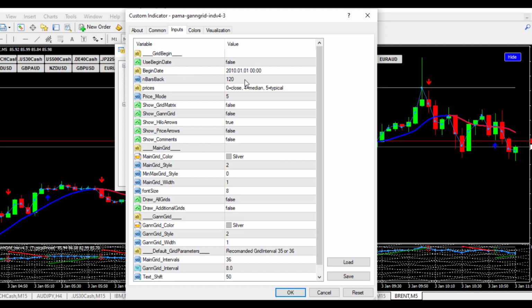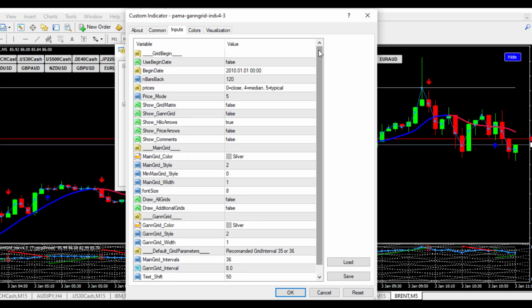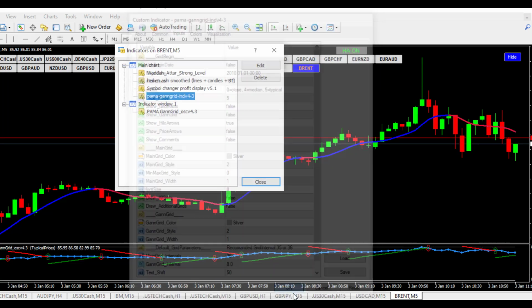Number of bars to look is 120. Use begin date, you can turn it on and off. Here it is off, so this number does not mean anything. Then price mode is 5. Then the grid. Just make sure you follow these settings one by one. Check with your own if it's the same. If not, change it. And once you are done, just click OK.